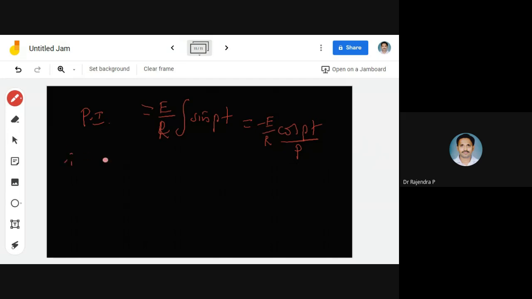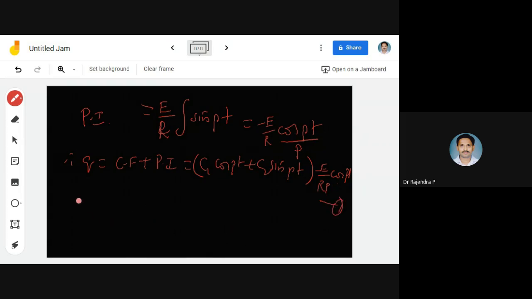Already we have the complementary function. Now we have to write the Q value in terms of complementary function plus particular integral. The total result will be the complementary function C1 cos Pt plus C2 sin Pt, isn't it, minus E by R cos Pt by P. Otherwise, I can write P here, no problem. So this will be equation number 1.